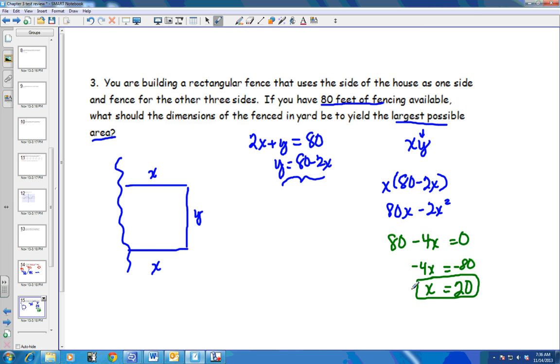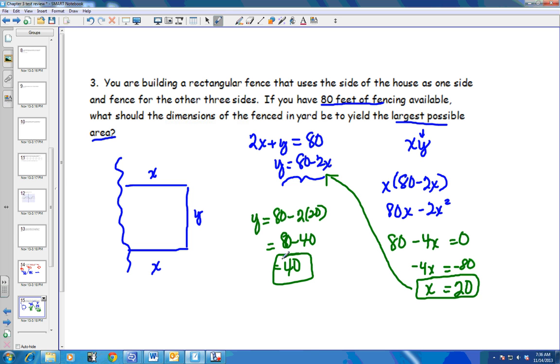So I know this part is 20. If I want to find out what y is, I have to plug it back into this equation. y equals 80 minus 2 times 20. So 80 minus 40, y is 40. Okay, so the dimensions are 20 by 40 feet.